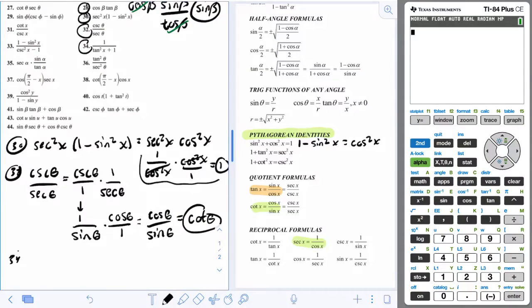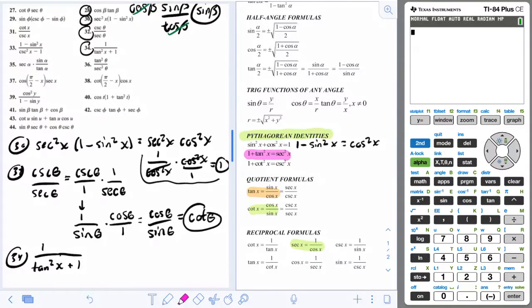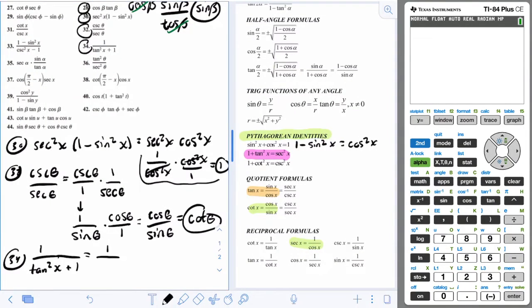If I go through 34, we've got 1 over 1 plus tan squared, or tan squared x plus 1 in our denominator. Again, that makes me think of our Pythagorean identities, so let's go over and take a look. I've got, actually 1 plus tan squared is one of my Pythagorean identities. So 1 plus tan squared is equal to secant squared. So I'm going to use that substitution here, and instead of 1 plus tan squared, I'm going to write secant squared. And like we talked about in the previous question, 1 over secant squared would be equal to cosine squared. So I'm going to go ahead and make that substitution here. Cosine squared over 1. Of course, that's just cosine squared.